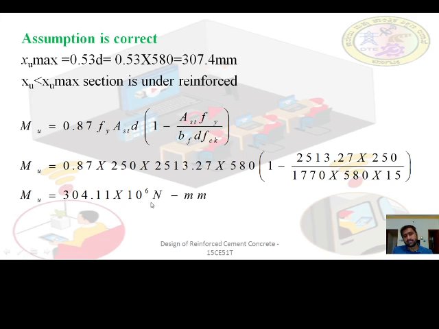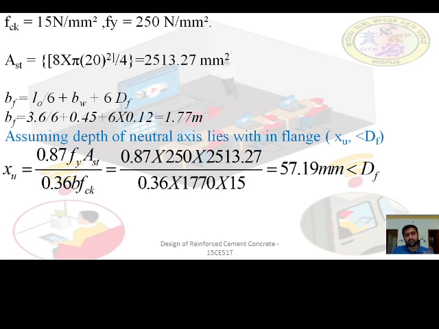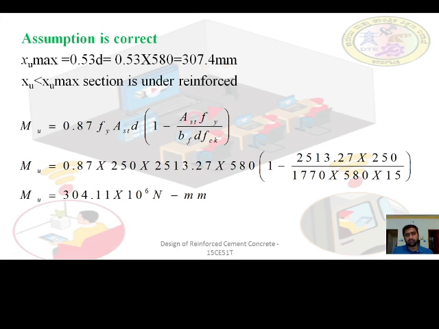So this 10 power 6 Newton millimeter can be written as kilonewton meter. So 304.41 kilonewton meter is your moment of resistance of the section. The neutral axis value, XU, is 57.19 mm. Depth of neutral axis value, and moment of resistance is 304 kilonewton meter. So that is the first problem.